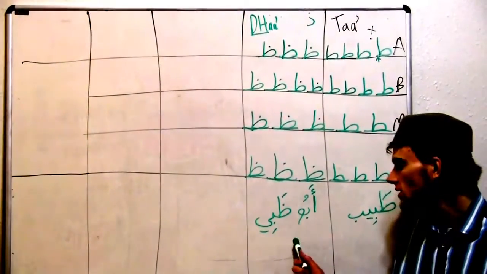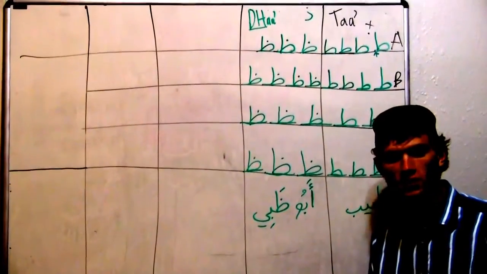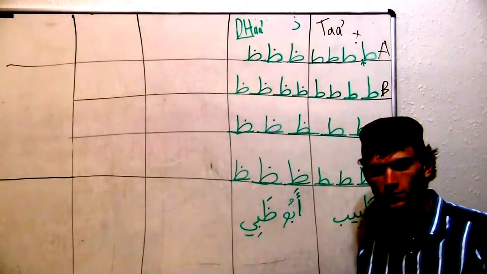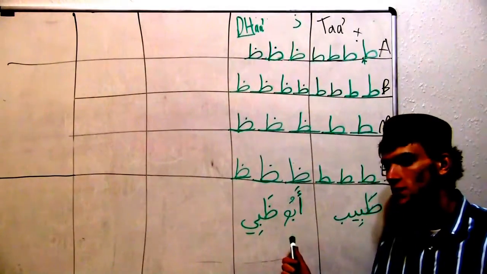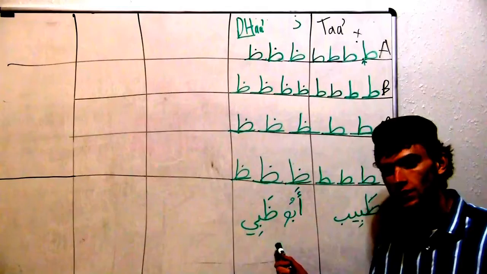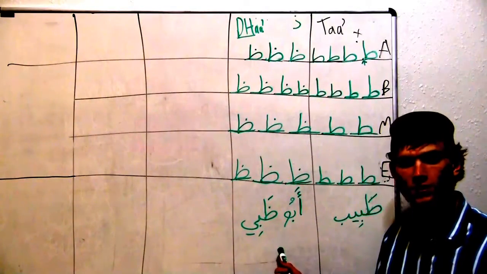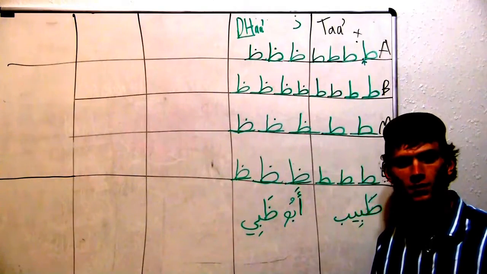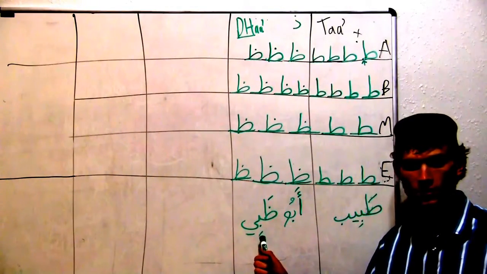Okay, so now at the bottom, I put in an example, which is a city in the Arab world right here. This is the name of a city in the Arab world. Who can tell me what this is? Good. Everyone after me. Abu Dhabi.